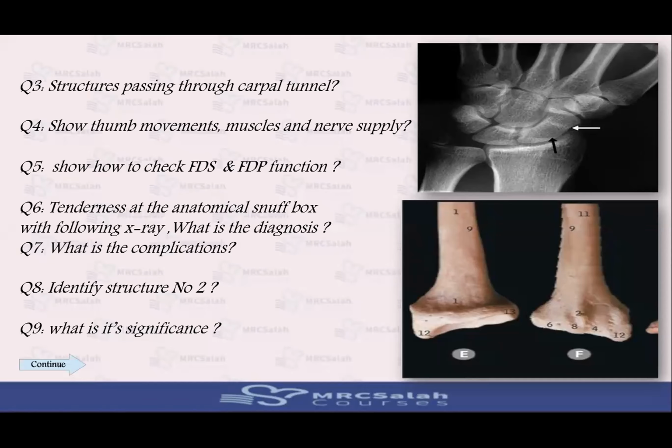Listen. In this situation, if you don't know the answer, try to get only 1 mark. What is the nerve supply of the dorsal interosseous? Radial nerve. Dorsal interossei, palmar interossei. The ulnar nerve. Which branch of the ulnar nerve? Let's beg for the answer. Which branch? Deep ulnar nerve.